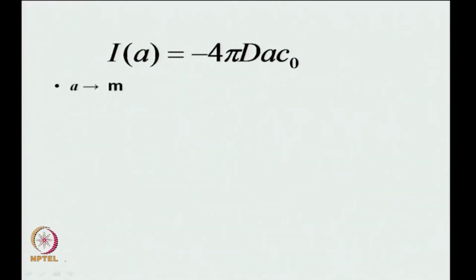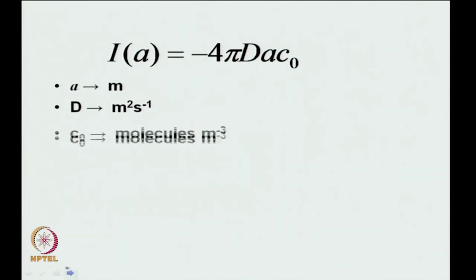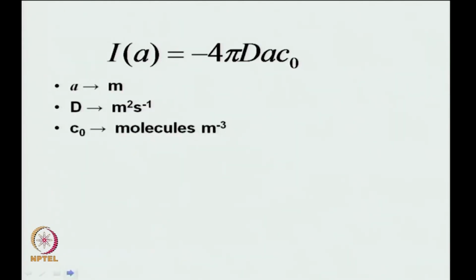Just something about units, because if you look at some standard textbook, you would come across something like this. If I am going to have this collision current, then A, which is the radius, is in meters, 10 to the minus 9, 10 to the minus 8, whatever. Then the diffusion coefficient is in meter square per second, and C0 obviously is the concentration, in molecules per meter cubed. But generally when we talk about a system, we do not consider molecules, we consider moles, right.